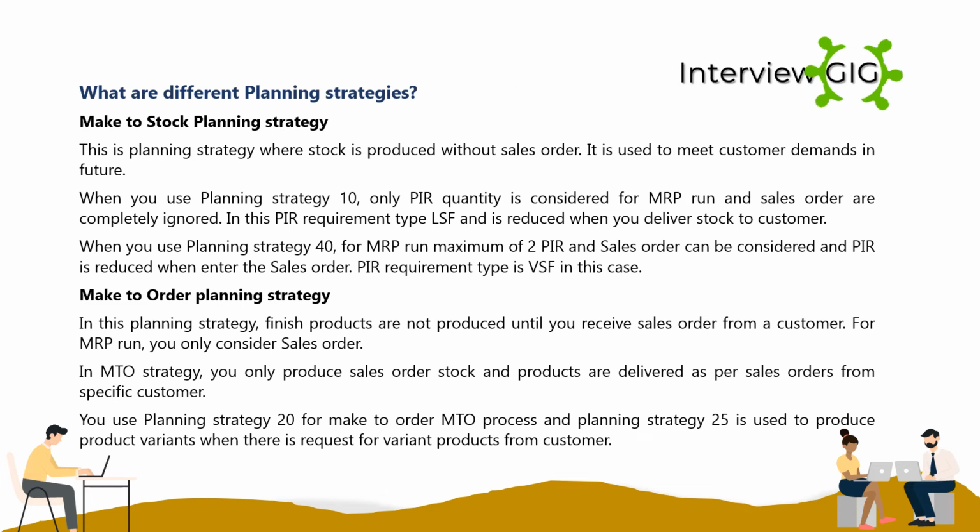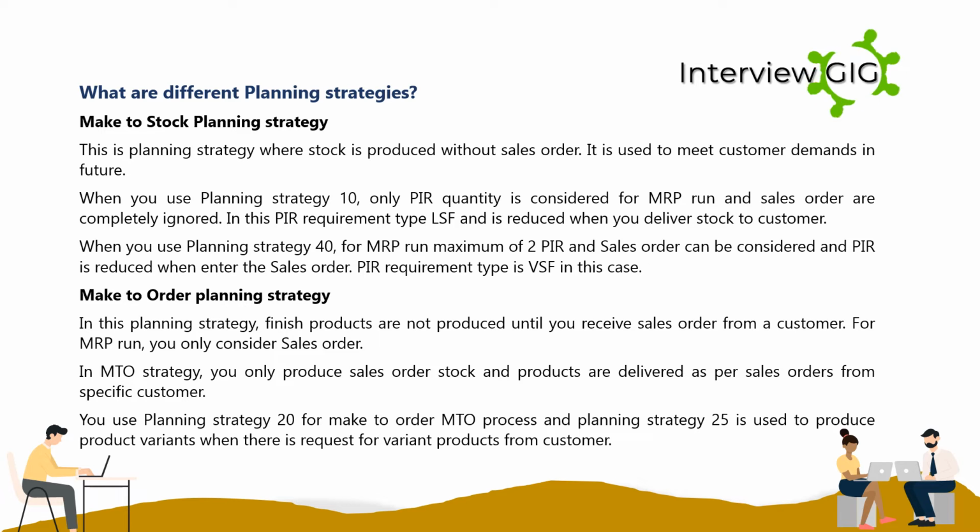What are different planning strategies? Make-to-stock planning strategy. This is a planning strategy where stock is produced without sales order. It is used to meet customer demands in future. When you use this planning strategy, then only PIR quantity is considered for MRP run and sales orders are completely ignored. In this, PIR requirement type is LSF and is reduced when you deliver stock to customer.